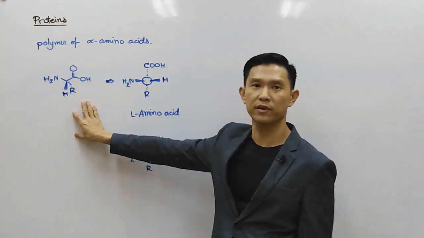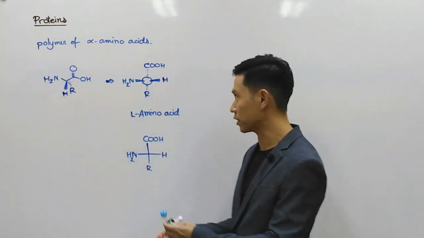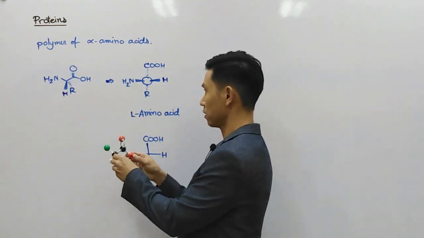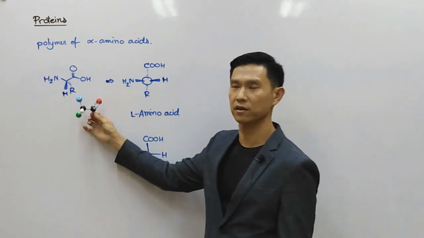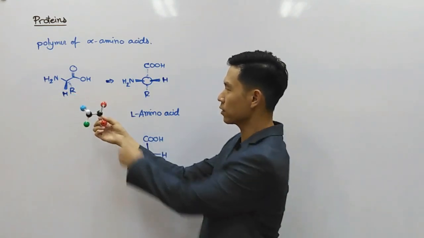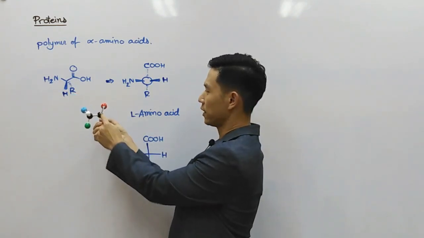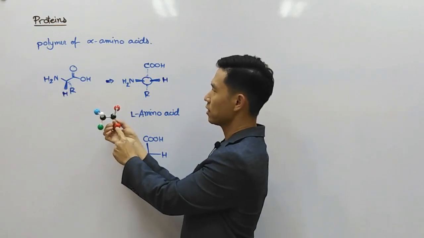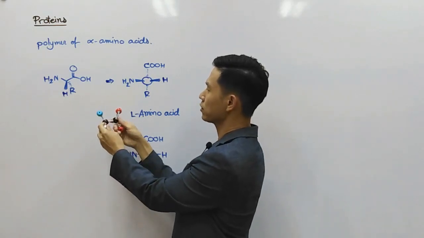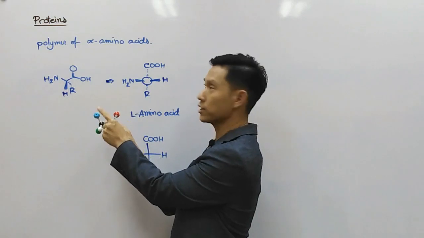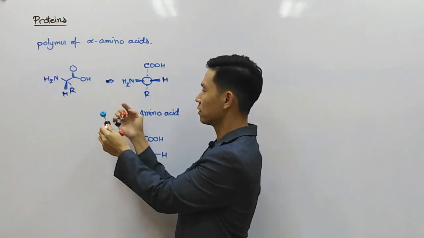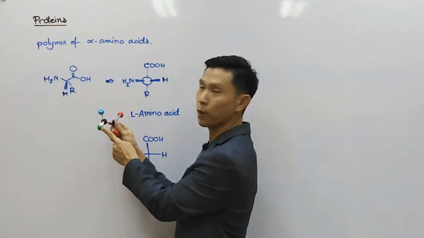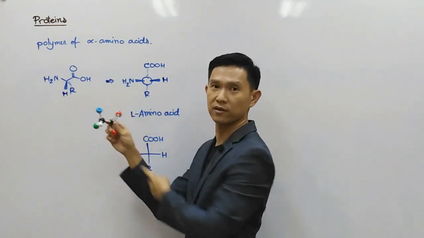So instead of drawing things like this, I have the model here. This is the carboxylic acid on the right hand: carbon with the double bond oxygen and then OH around here. As you can see, the amino group, NH2, I used the blue color for nitrogen. And hydrogen is the white color. The R group is the green color over here.